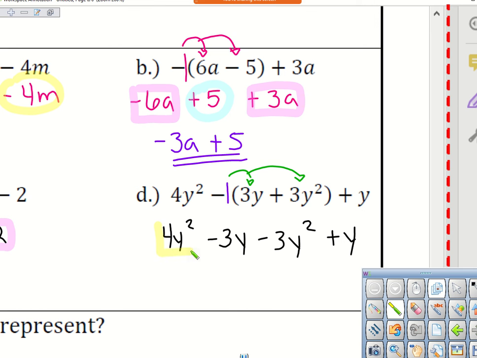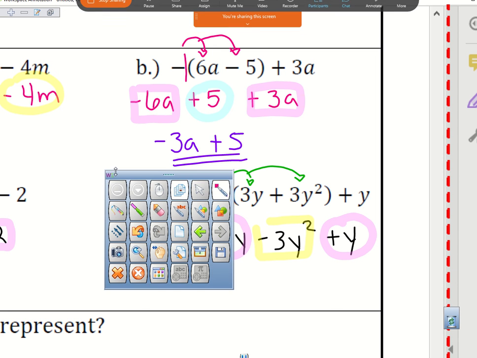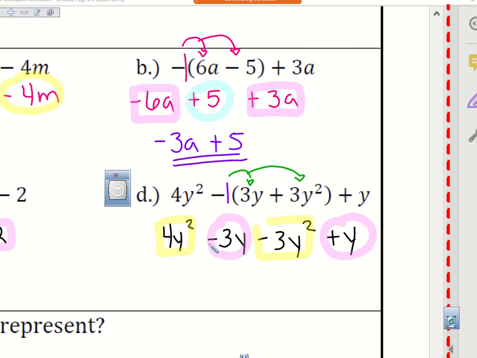Identifying my like terms. I have a 4y squared and a -3y squared. I have a -3y and a +1y. So 4 minus 3 is +1y squared. -3, again, that's really +1. -3 plus 1y is -2y.